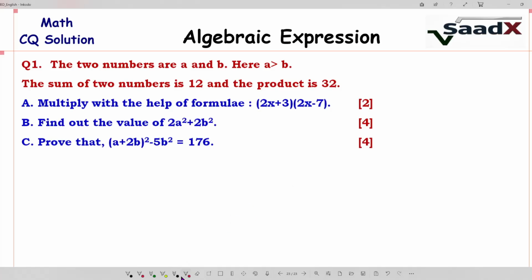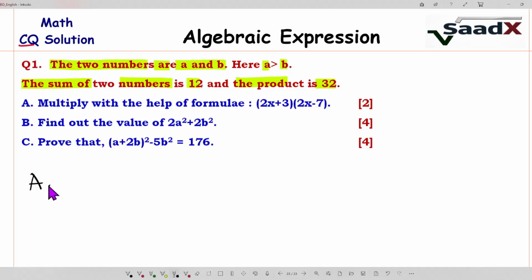Algebraic expression. We are going to solve a CQ. Our question: the two numbers are A and B where A is greater than B. The sum of two numbers is 12 and the product is 32. First question.